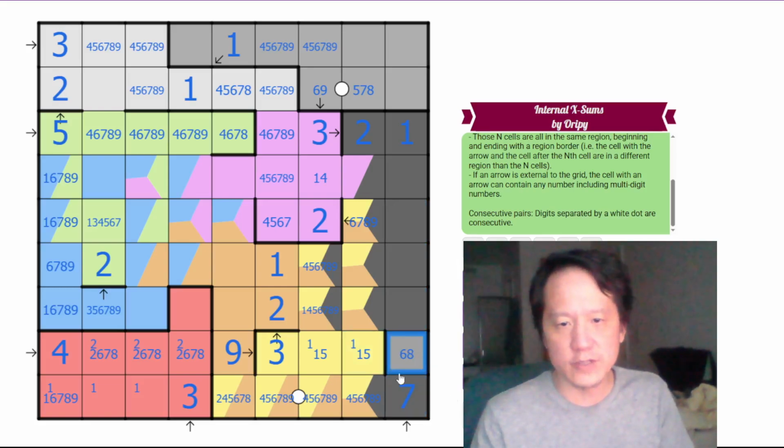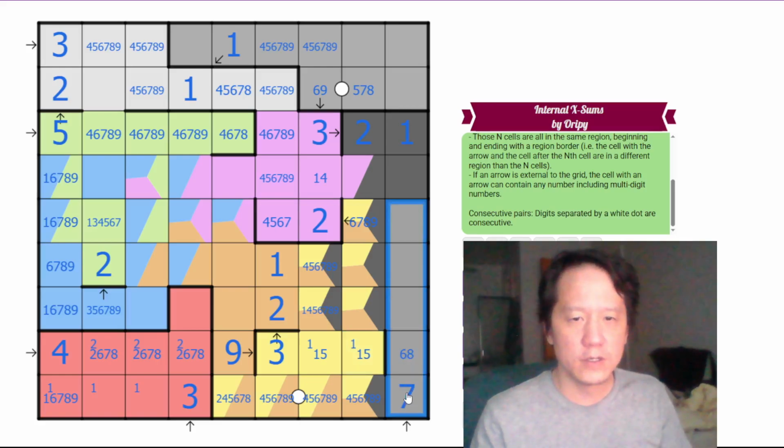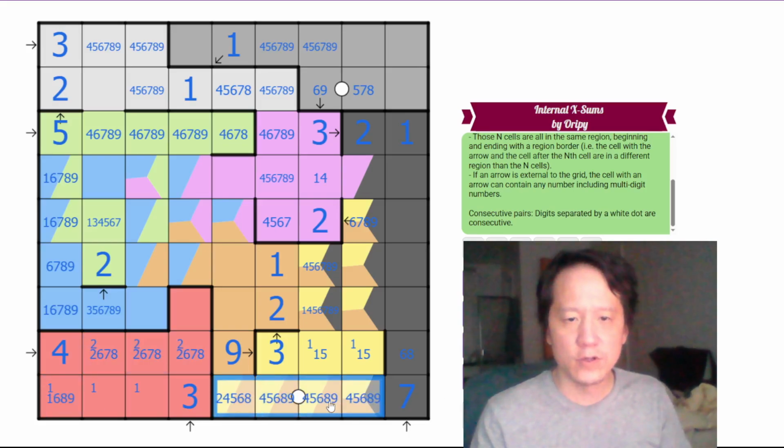This cannot be 7 here. Therefore, this can't be 7. These can't be 7 either. So this is either 8, 9, 4, 5, or 5, 6.